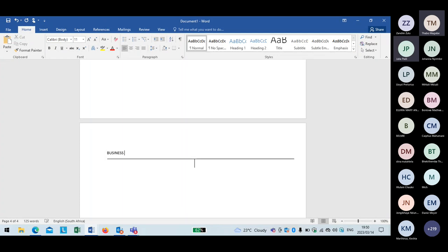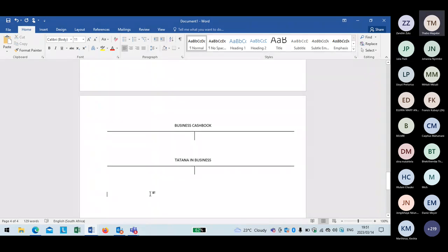So we'll have our business cash book here. Although we are not going to use it immediately, we open it so that when we want to use it, we may have it readily available. In the alternative, we are opening it first just so that it gives us guidance that we are now busy with our business set of books. And we'll open an account for Tatana in business, as well as an account for fees.